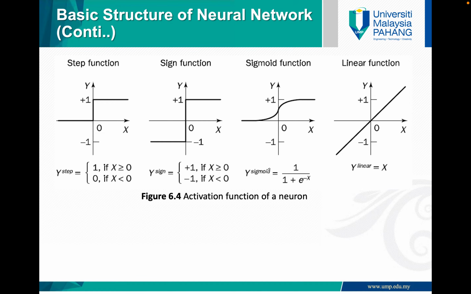For the sigmoid function, it is 1 over 1 plus the exponent of negative x. And for the linear function, it is simple: y equals x. So these are some activation functions of a neuron that people use in a neural network.